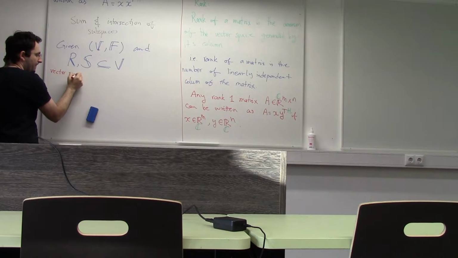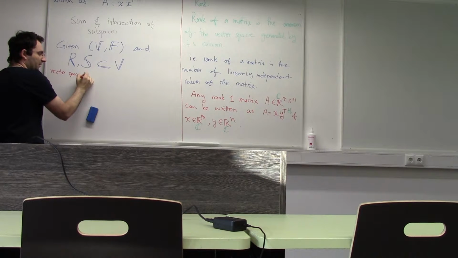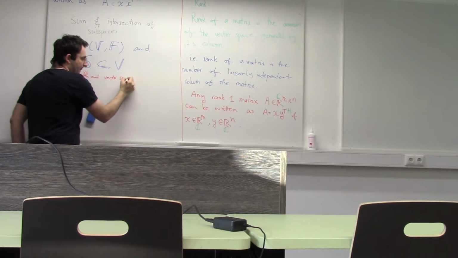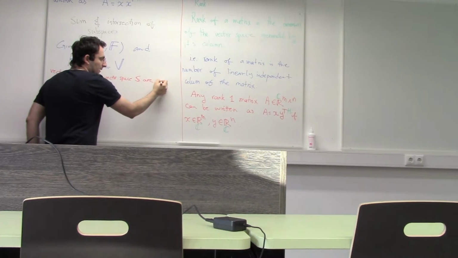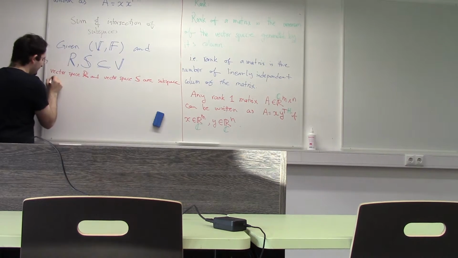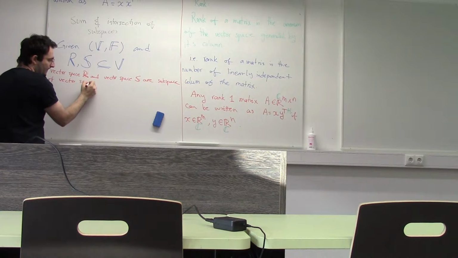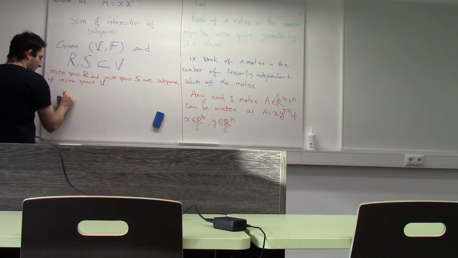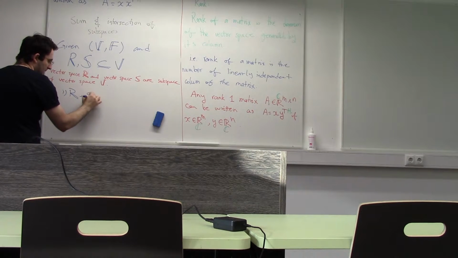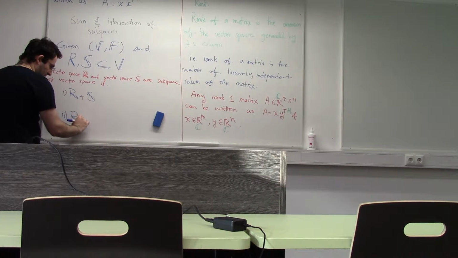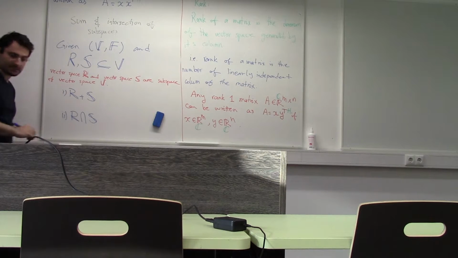Vector space R, I mean not the real numbers R, but just R, and vector space S are subspaces of vector space V. Now we want to define what is R plus S and what is R intersected with S.